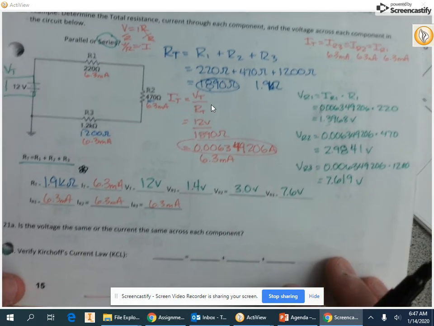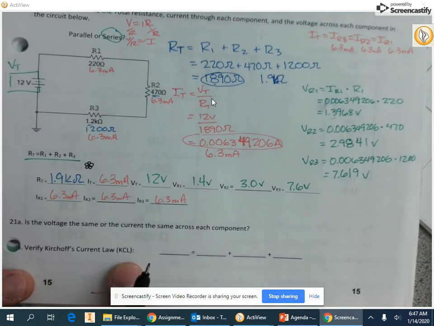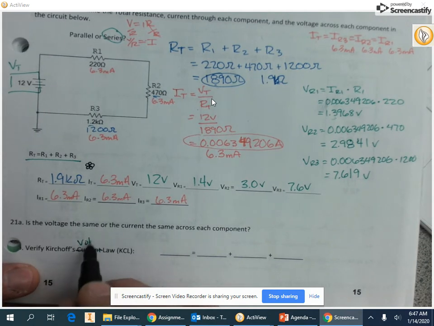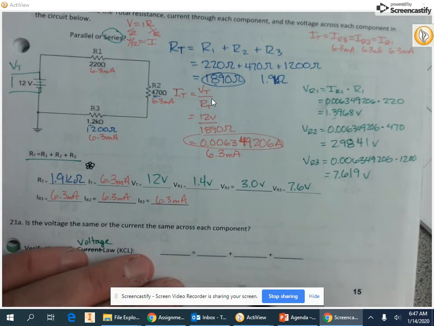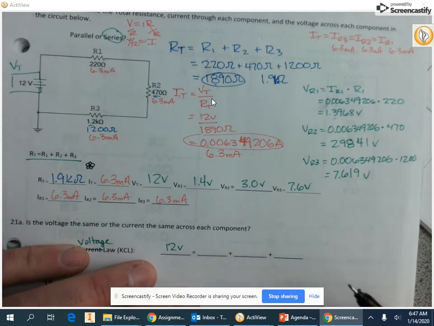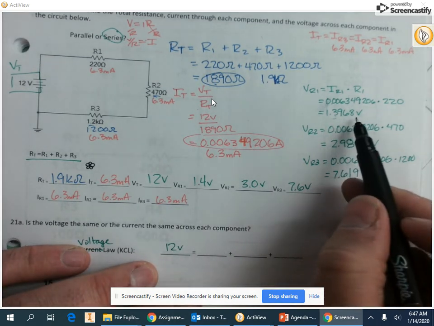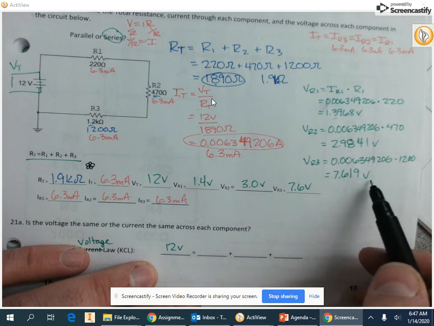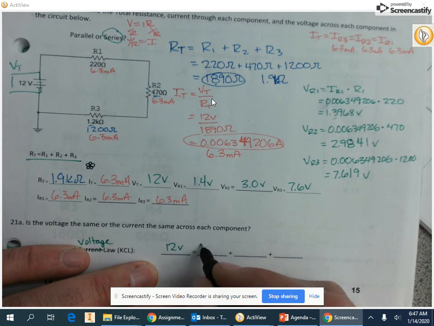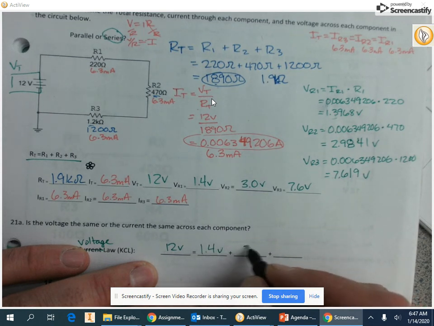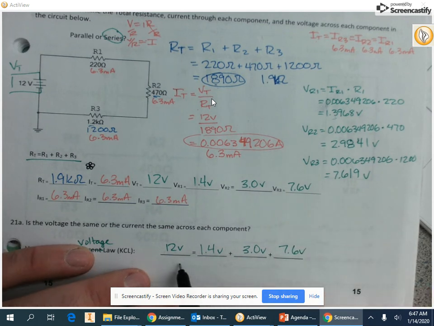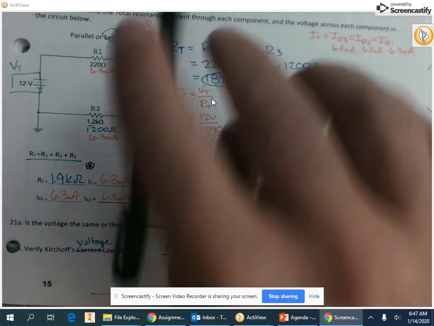Then at the bottom here it says to verify Kirchhoff's, that should say verify Kirchhoff's voltage law. That would say that 12 volts is equal to 1.3968 plus 2.9841 plus 7.619. But I'm just going to use our rounded values because I know they work, and it says 12 volts equals 12 volts. So Kirchhoff's law is complete.